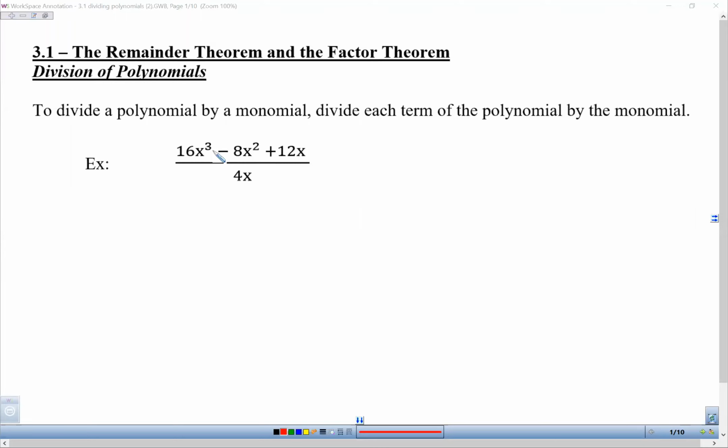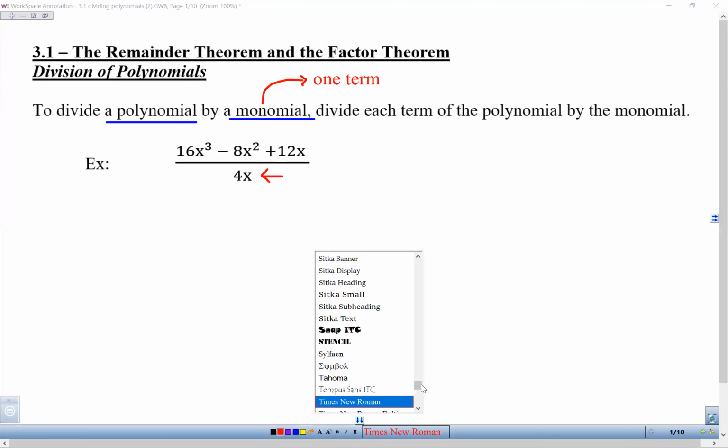All right, so we're dealing now with higher order polynomials, and we're going to do some division today. So here's our first problem here. We're dividing a polynomial, which means there are multiple terms, by a monomial. And again, monomial means we have only one term. So our monomial in this case would be the 4x in the denominator.